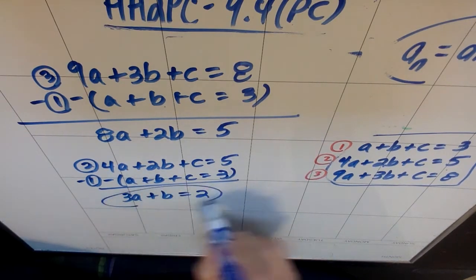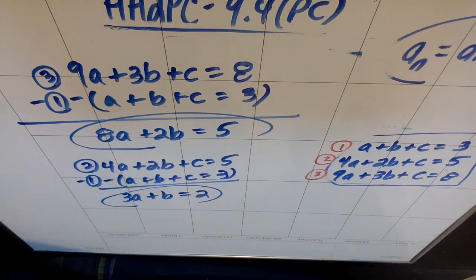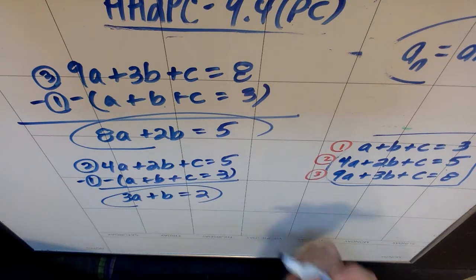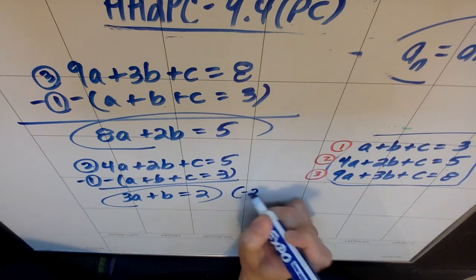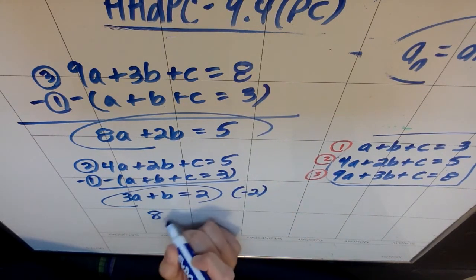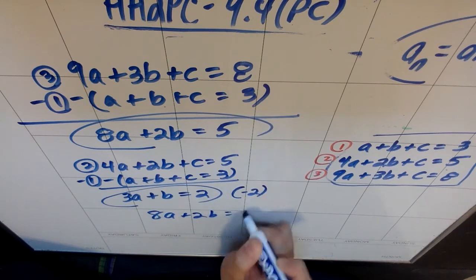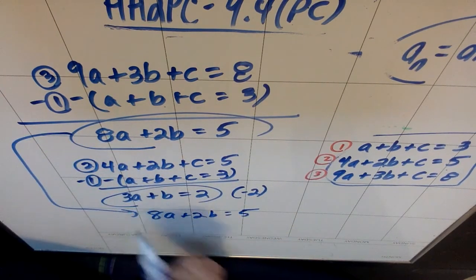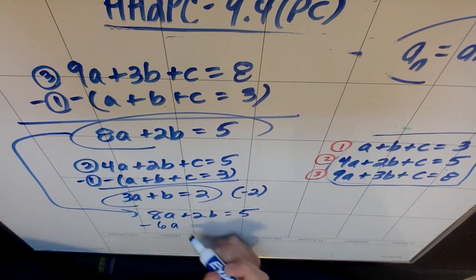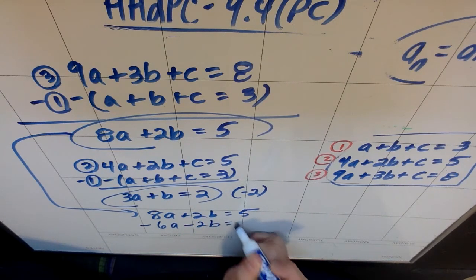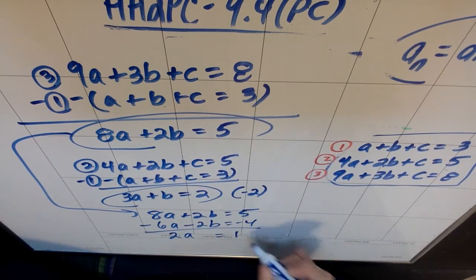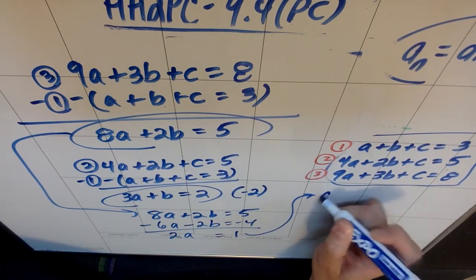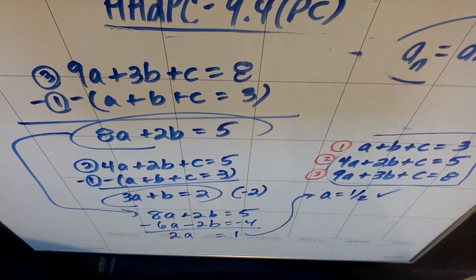Well, now I have these equations, and I can solve them pretty easily by elimination. So I would probably say, cool, I'm going to multiply this whole thing by negative 2. And I'm going to get 8a plus 2b equals 5, which was this equation up here, and negative 6a minus 2b equals negative 4. Well, when I add straight down, I'm going to get 2a equals 1. And then it doesn't take a whole lot of work to recognize that a is 1/2, which is what I was supposed to get.